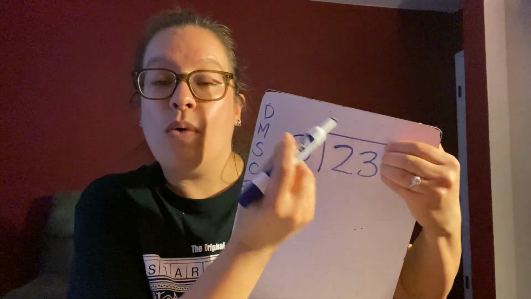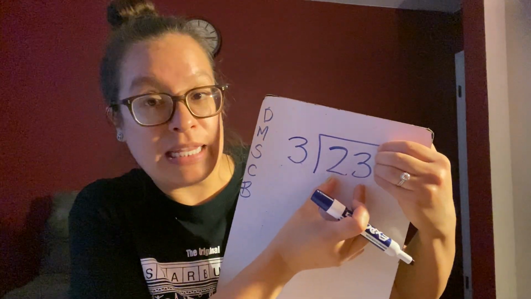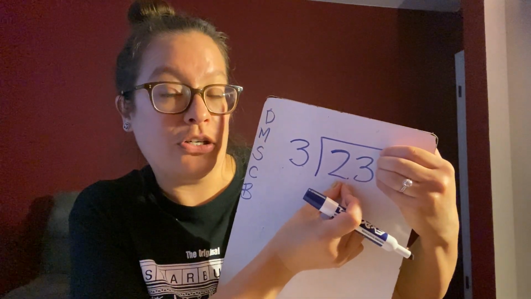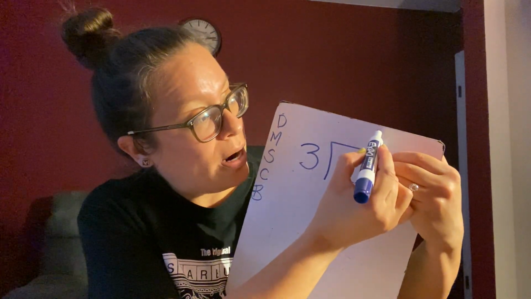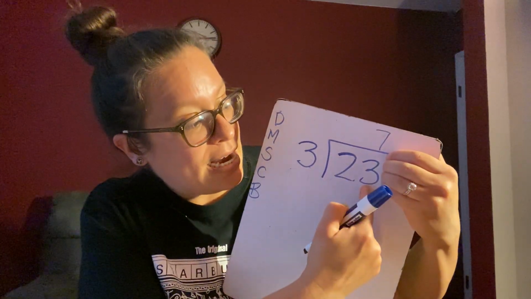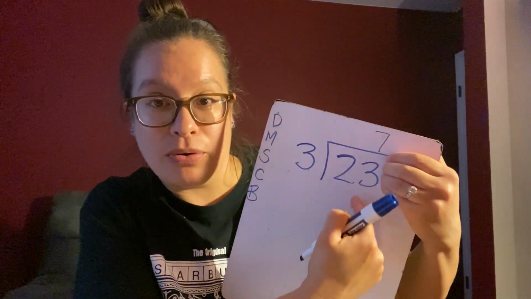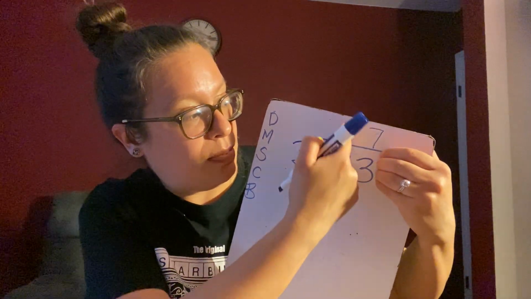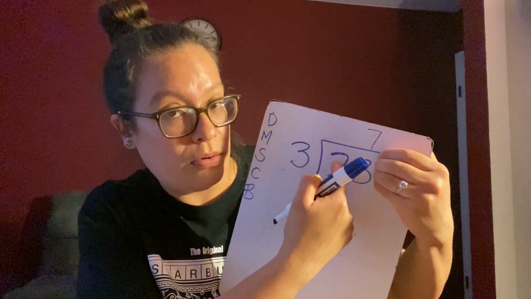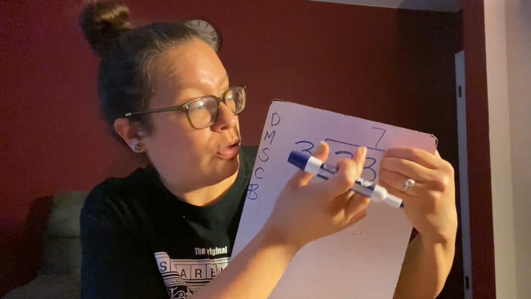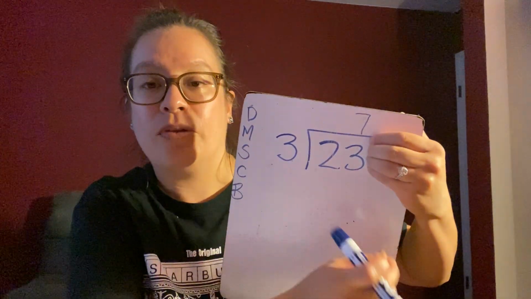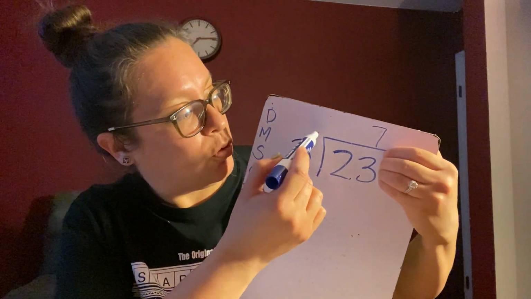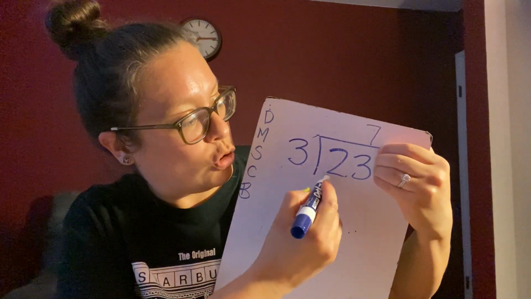So when you use these two numbers as one number, when you write your answer, your quotient, you write it above the ones, okay, that you used. You wouldn't put it right here above the 2, because you used it as a 23. So then you write it right there above the 3. All right, so I just divided, now I multiply. 3 times 7 is 21.